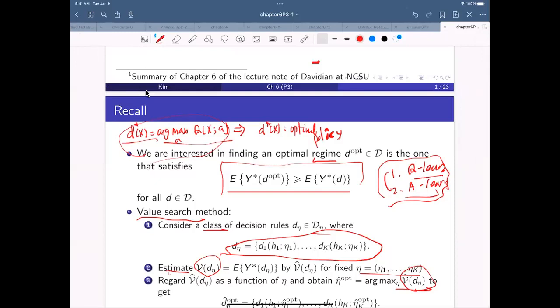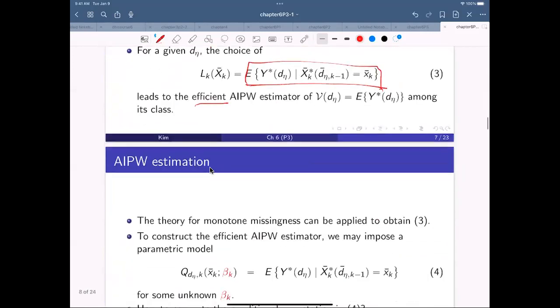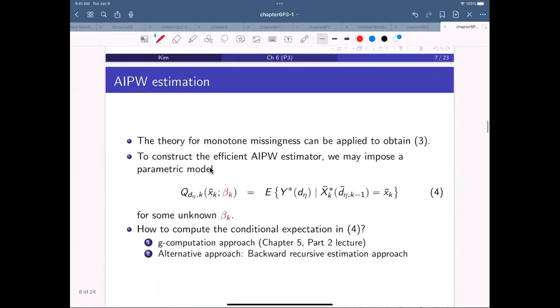So optimal decision uses, I mean, this is the main result we are using. Using this property is Q learning or L learning. And this one is actually using the definition directly.